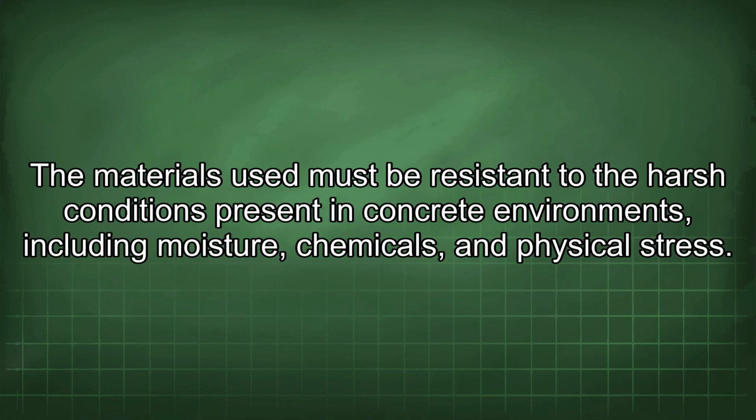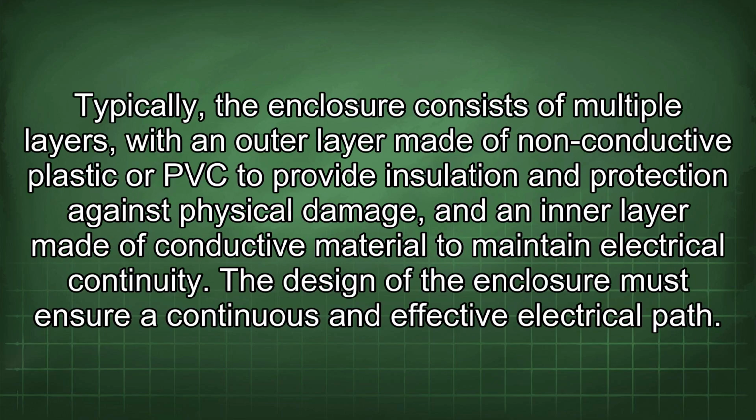The materials used must be resistant to the harsh conditions present in concrete environments, including moisture, chemicals, and physical stress. Typically, the enclosure consists of multiple layers, with an outer layer made of non-conductive plastic or PVC to provide insulation and protection against physical damage, and an inner layer made of conductive material to maintain electrical continuity. The design of the enclosure must ensure a continuous and effective electrical path.